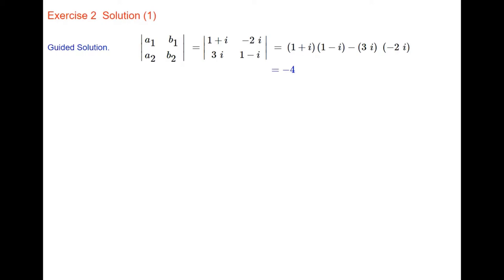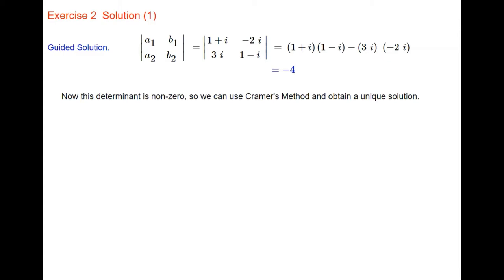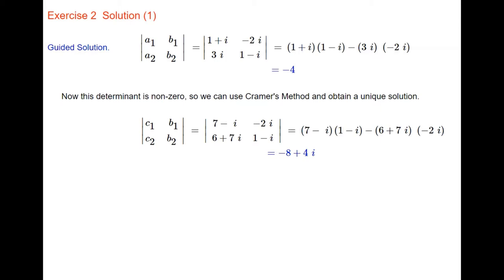The determinant of the coefficients, that's the determinant of a1, b1, a2, b2, in our case, will be the determinant of 1 plus i, minus 2i, 3i, 1 minus i. And that will expand out to 1 plus i times 1 minus i minus 3i times minus 2i. That all simplifies to minus 4. And that determinant is non-zero, so we know we can use Cramer's method and obtain a unique solution. What I might do here is actually work out the other determinants first.